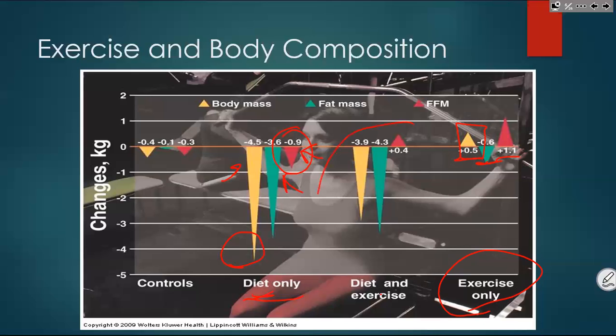You do diet and exercise, and now you see what happens. Diet and exercise gives me better than essentially the sum of the parts, because I lose the most fat mass while maintaining my fat-free mass. So that's why, if you want to lose weight, diet and exercise is the best way to do it.